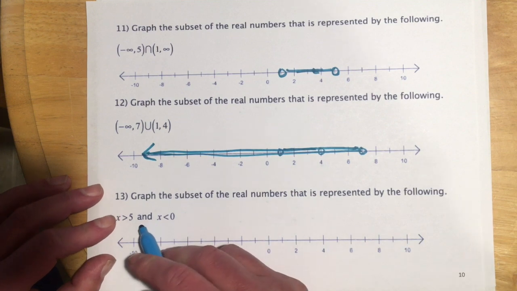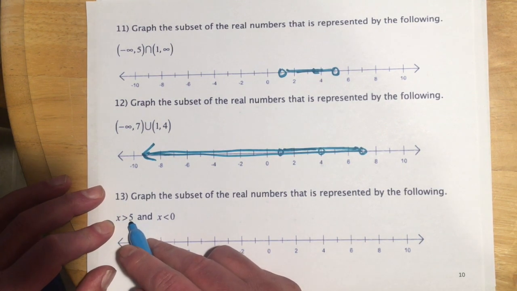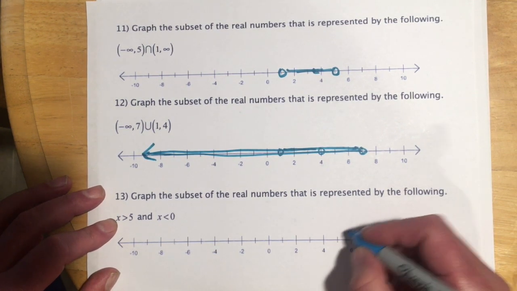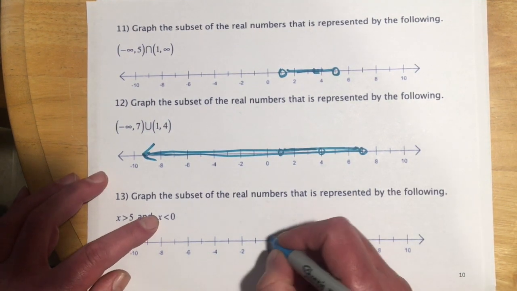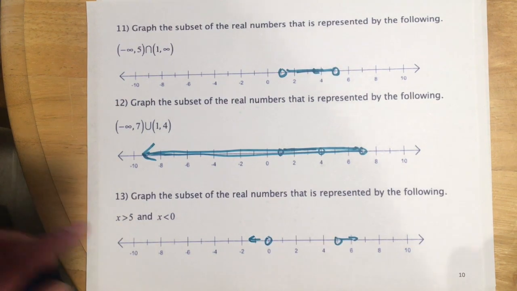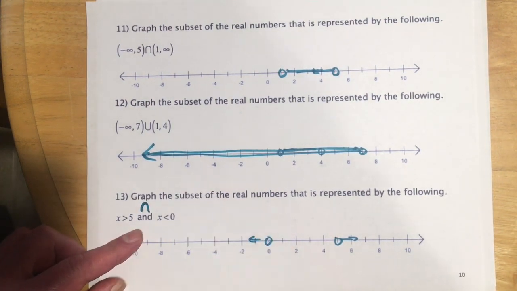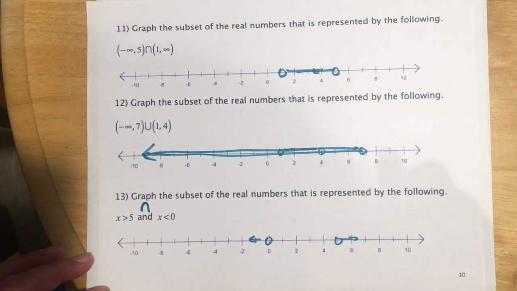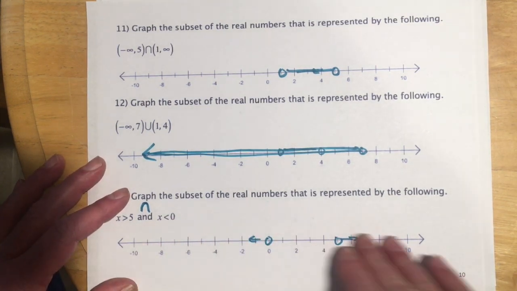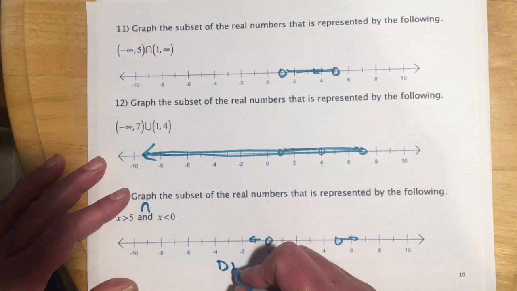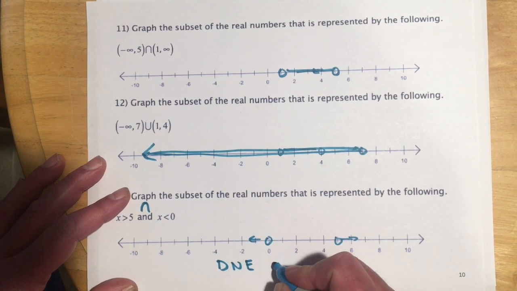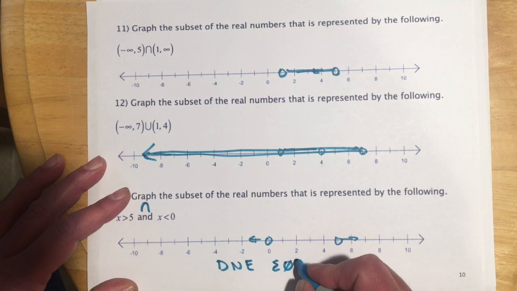13, so x greater than 5. So x greater than 5 would be going that way, and x less than 0, that would be going that way. And this one's an and, so it's our intersection. So these don't intersect at all. So in terms of the computer, we want to just leave the graph blank, so we don't graph anything, and then it's a does not exist, or it could be empty set.